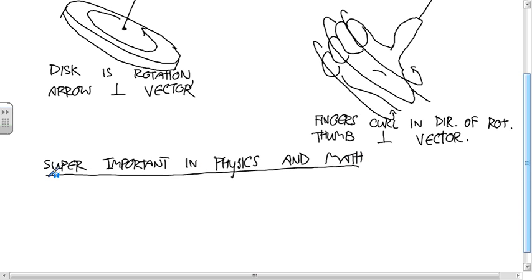Here are some examples of where this comes up. The definition of the cross product. That's a mathematical thing that comes up in a lot of applications. The orientation of coordinate system axes.